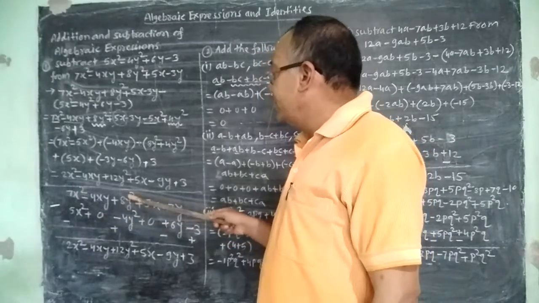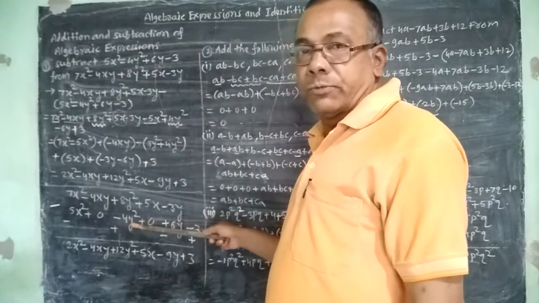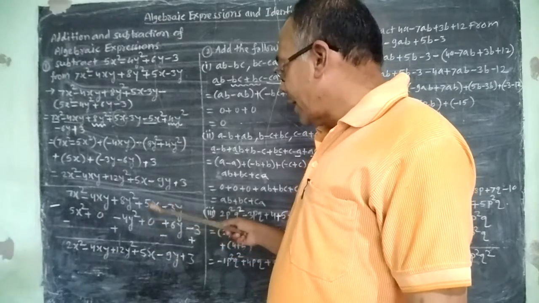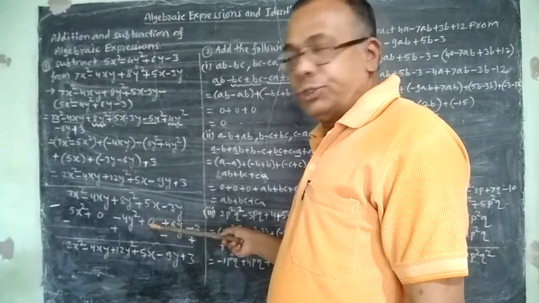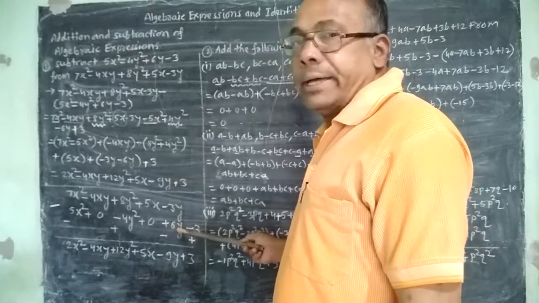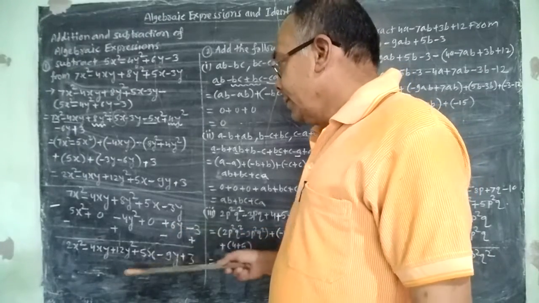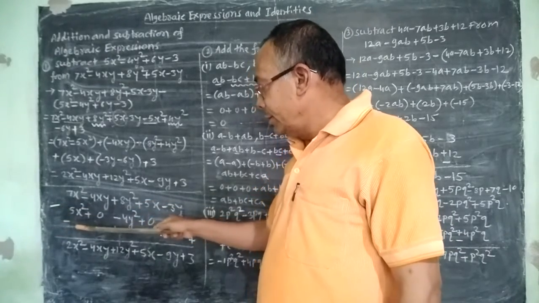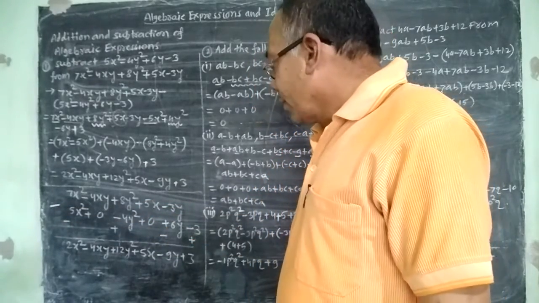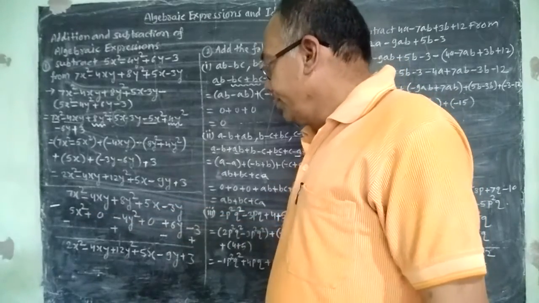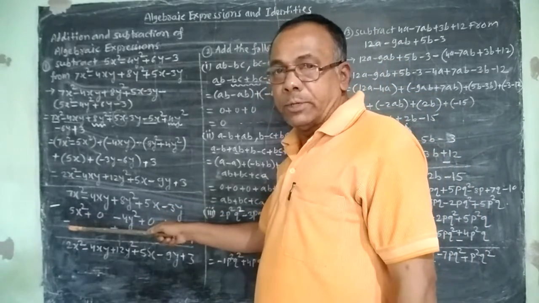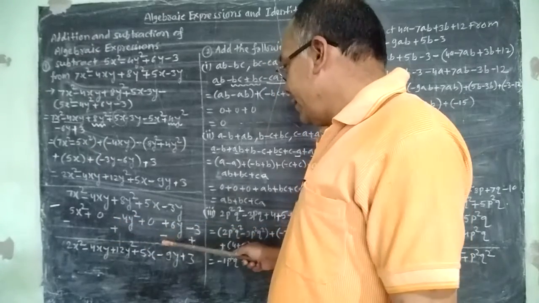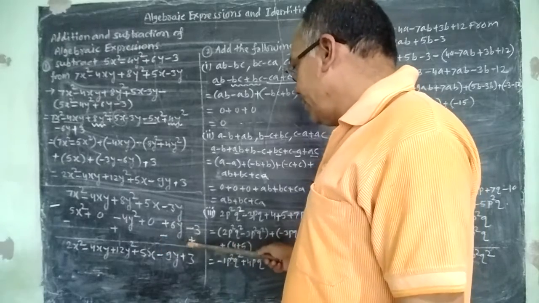Then 8y square, its like term is minus 4y square. Again plus 5x has no like term, so I have written here 0. Minus 3y and plus 6y and minus 3 as it is. Since we are going to subtract, I have changed the signs of the terms written at the below. So 5x square will become minus 5x square, minus 4y square will become plus, then plus 6y will become minus, and minus 3 will become plus.